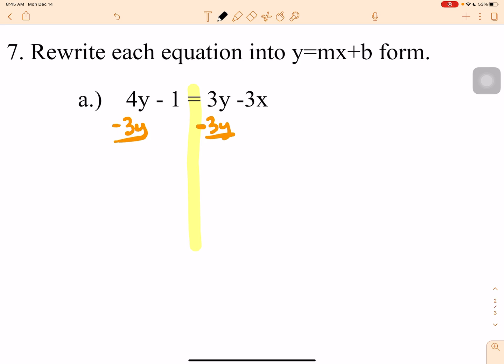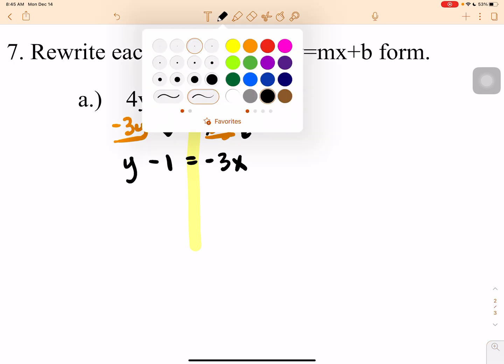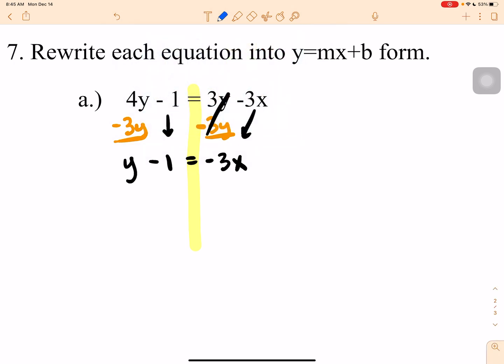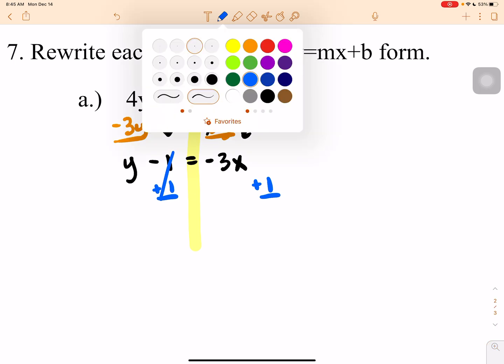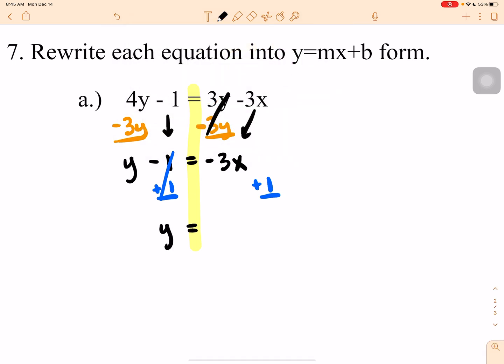4y minus 3y is just 1y. It's going to bring down the -1. These cancel out, bring down the -3x. And now I see, okay, I have my y on the left, so I got to move that constant away from the left side. So I'm going to add 1 to both sides. The 1 cannot be combined with that because it does not have an x in its term. Okay, so y equals -3x plus 1.